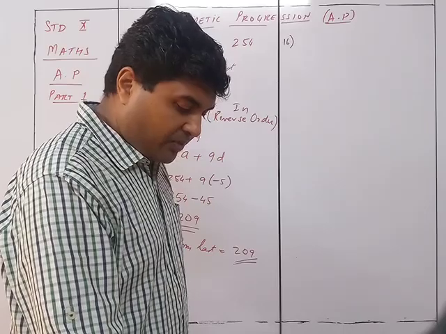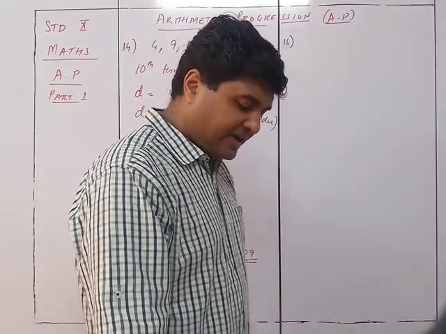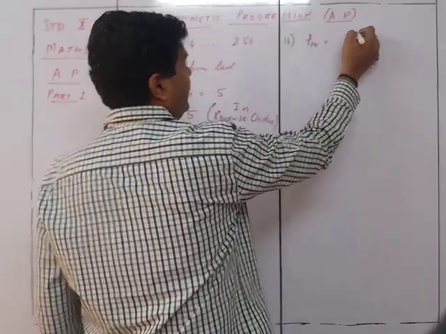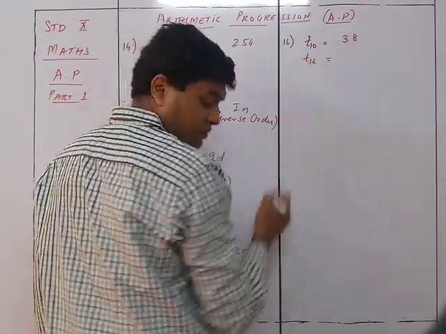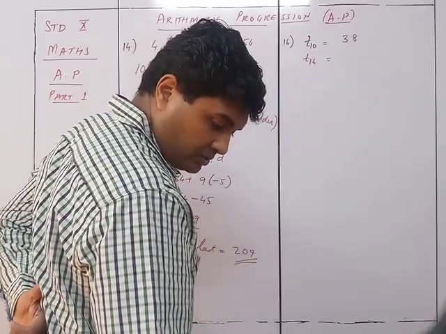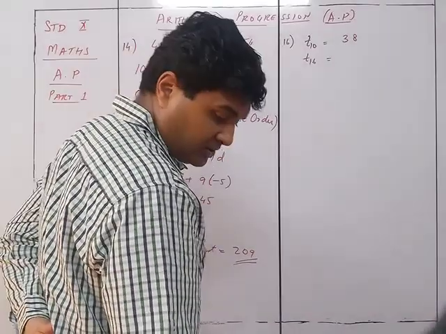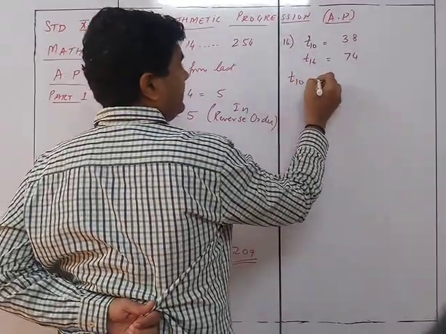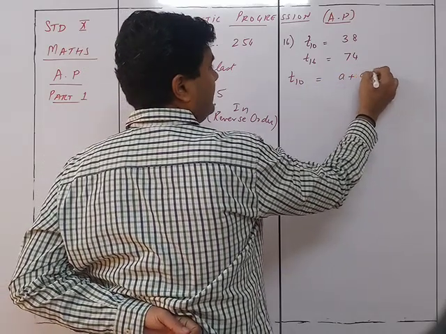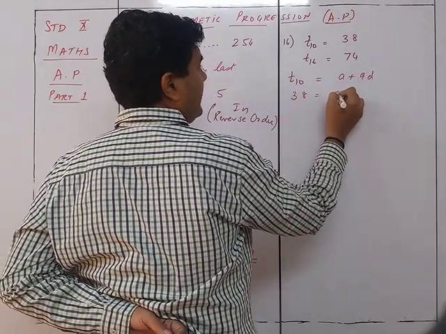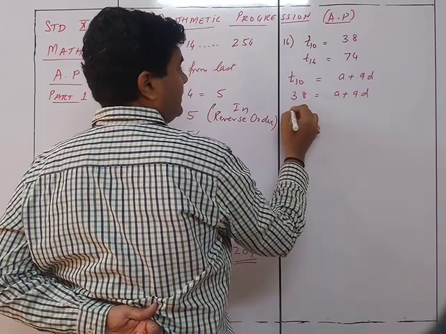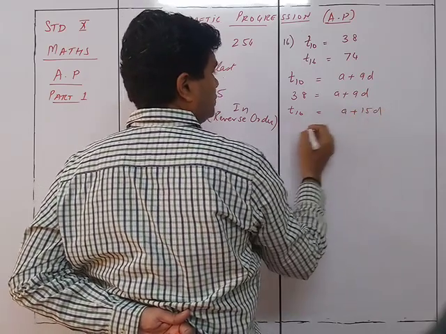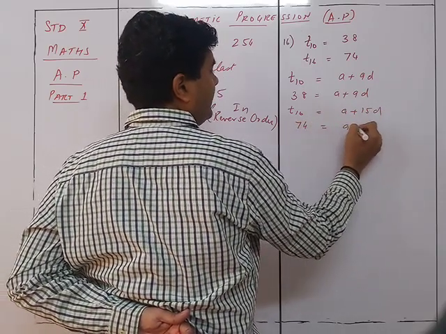Find the 31st term of an AP whose 10th term is 38 and 16th term is 74. It's given that T10 is equal to 38 and T16 is equal to 74. We know T10 is equal to A plus 9D, so 38 is equal to A plus 9D, and T16 will be equal to A plus 15D, so 74 is equal to A plus 15D.